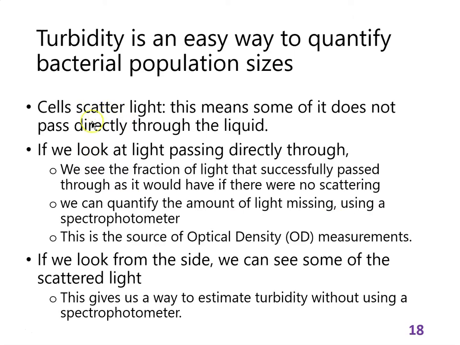So the cells scatter light. That means it bounces off of them in random directions, and some of it doesn't pass through the liquid because it bounced off the cells. So if we look at the light directly passing through, what we're going to see is the fraction of the light that directly passed through, minus whatever bounced off the bacteria. And so we can quantify that missing light using a spectrophotometer. And that's one way we estimate bacterial populations. We put a test tube in a spectrophotometer and it tells us how much light is being scattered.